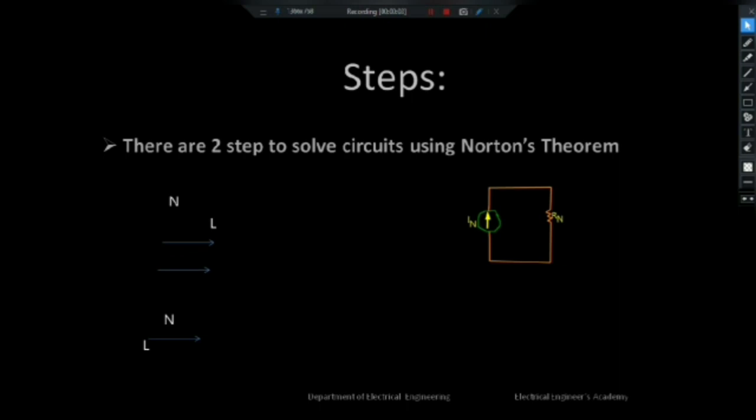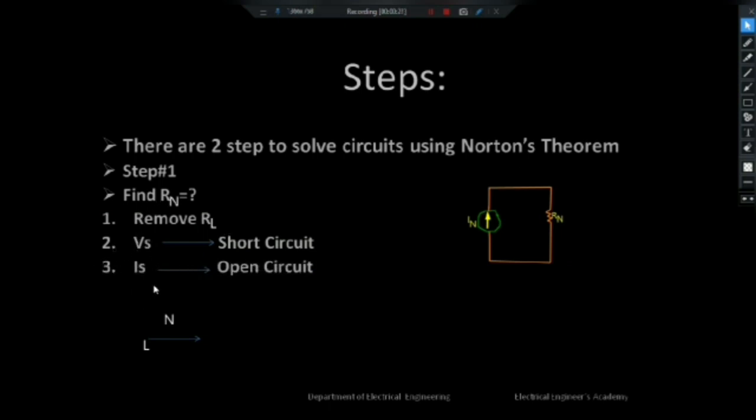Students, there are two steps to solve any Norton's theorem circuit. Step number one is to find Norton's resistance, which is Rn. To find Norton's resistance, we remove the load resistance, then we short the voltage source if given in the circuit, then we open the current source if given in the circuit.